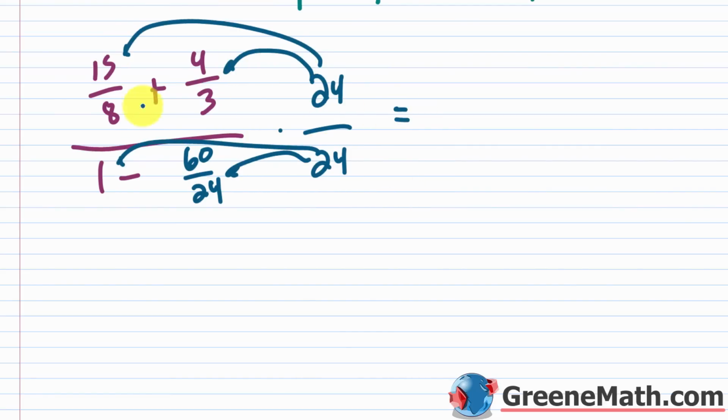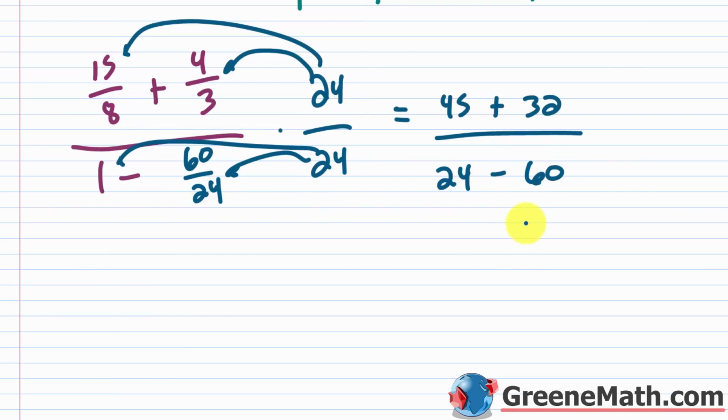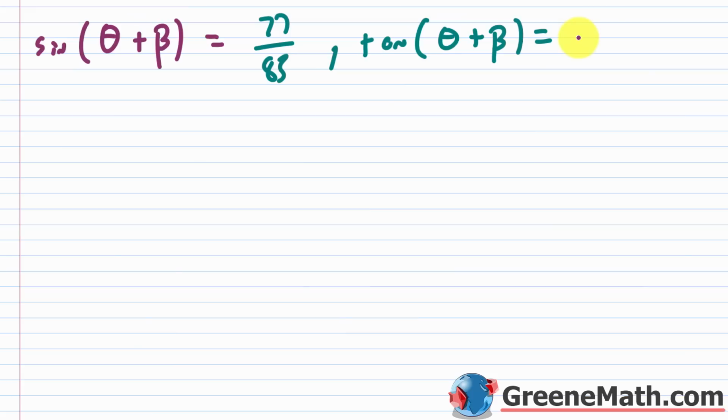So this would get distributed, and we would say 24 divided by 8 is 3. 3 times 15 is 45. Then plus 24 divided by 3 is 8. 8 times 4 is 32. And this is over 24 times 1 is 24. And then minus 24 divided by 24 is 1. So you basically just have 60. So 45 plus 32, that's going to be 77. And this is over 24 minus 60, which is negative 36. So this is negative 77 over 36. So let's write negative 77 over 36.